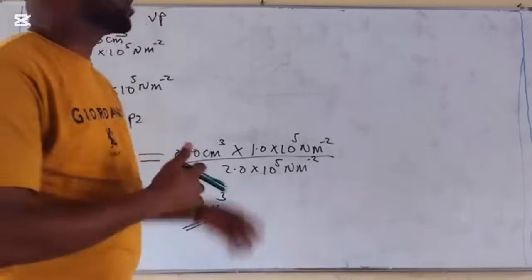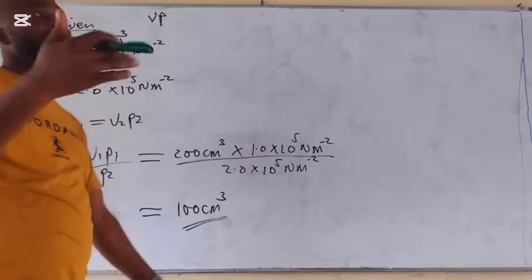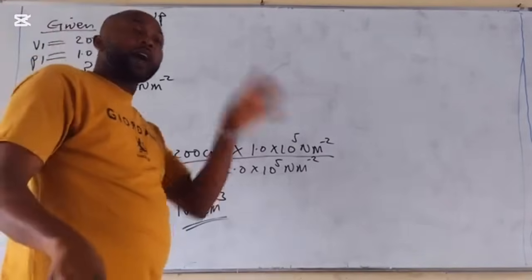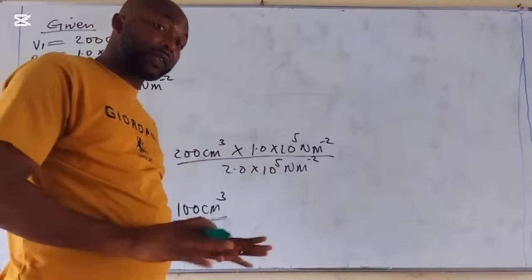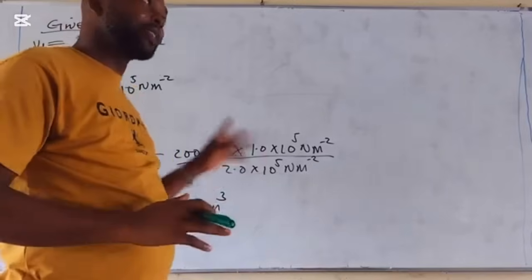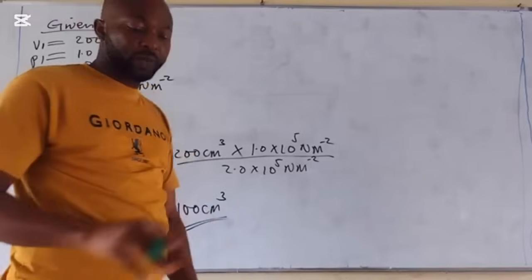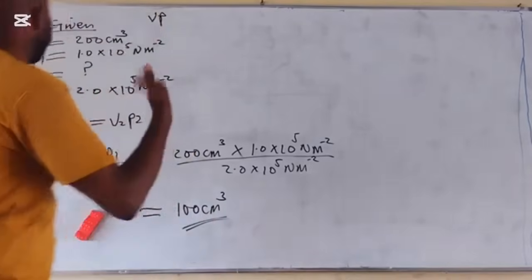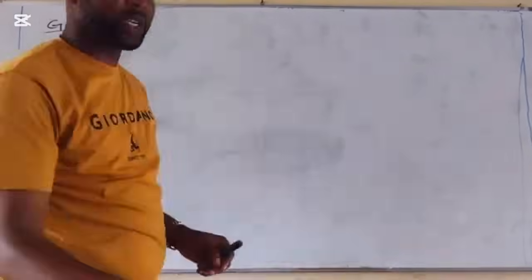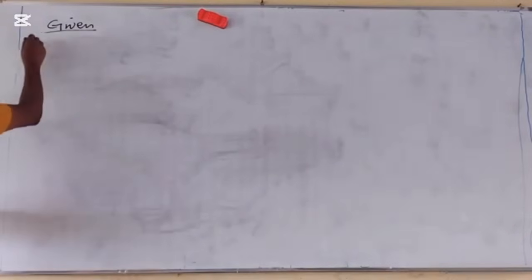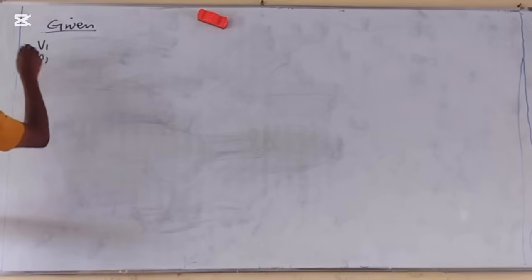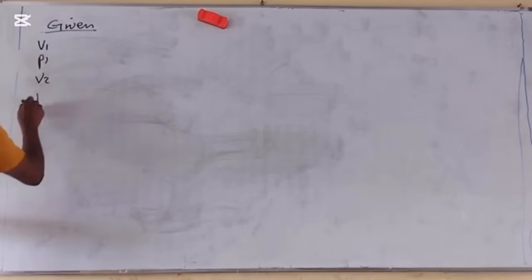We say that the volume of a given mass of gas is inversely proportional to its pressure at constant temperature. If the temperature is constant, you get that. Or if it is not constant, then the law will not be obeyed. So let us bring out our given. So in question 2, given, we have our V1, P1, V2, P2.